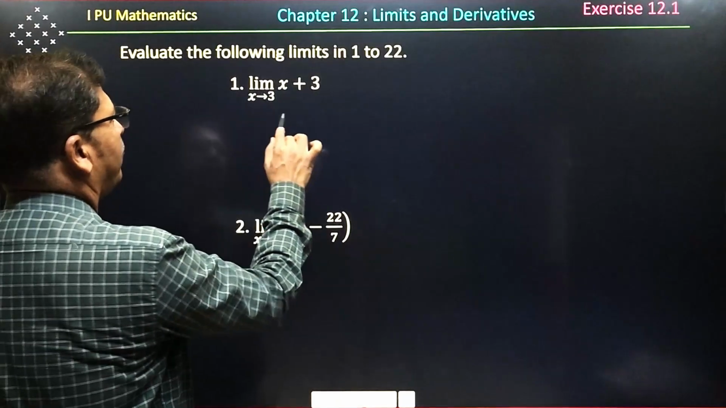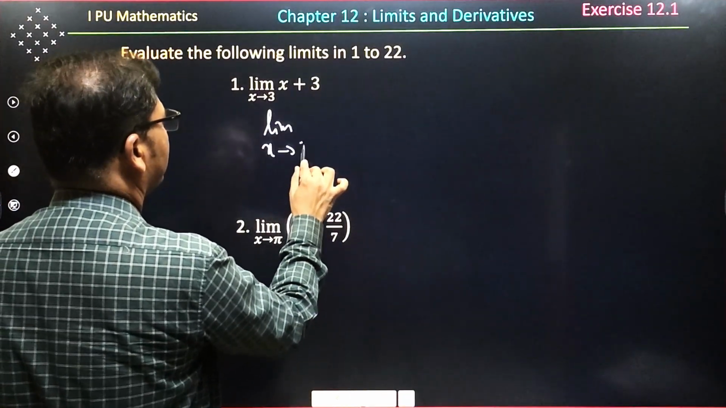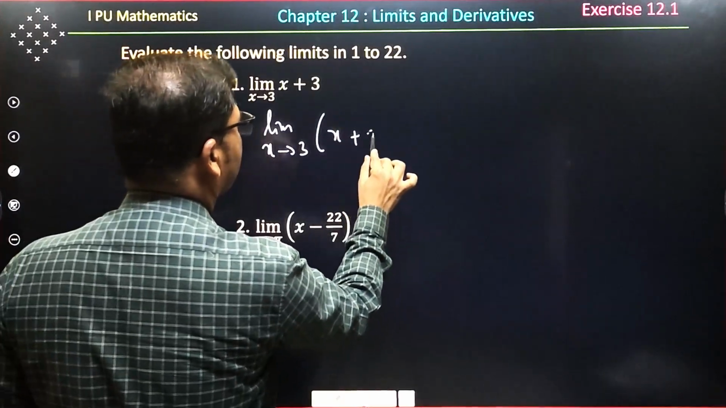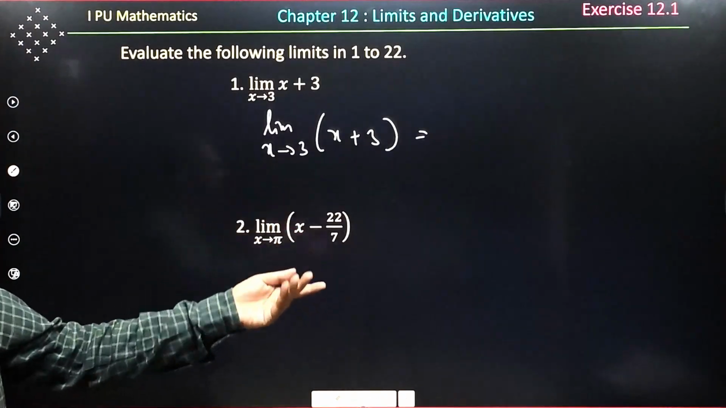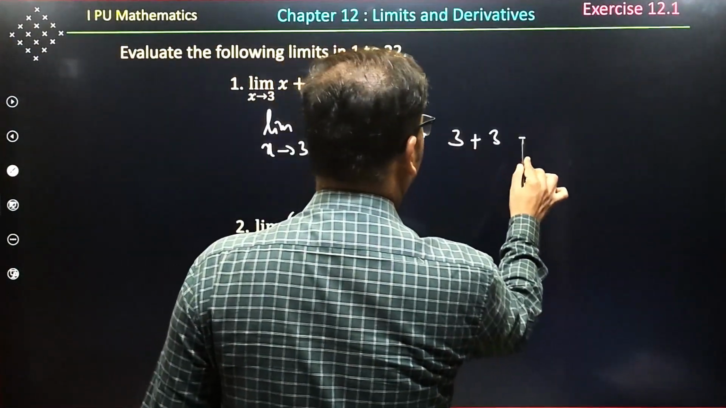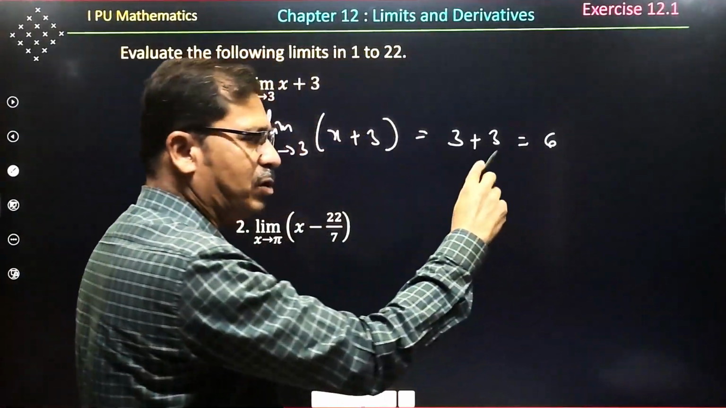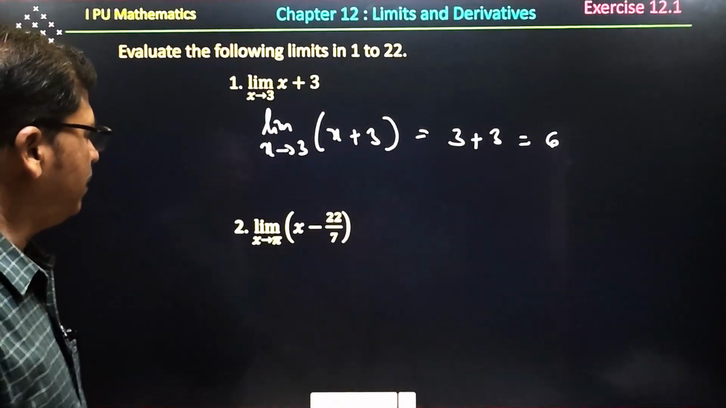See the first problem: limit x tends to 3 of x plus 3. Let us substitute x equal to 3. X tends to 3 means x equal to 3. Substituting in place of x, it is 3 plus 3, which is equal to 6. It is a finite value, it is not indeterminate. So the value of this limit is 6.